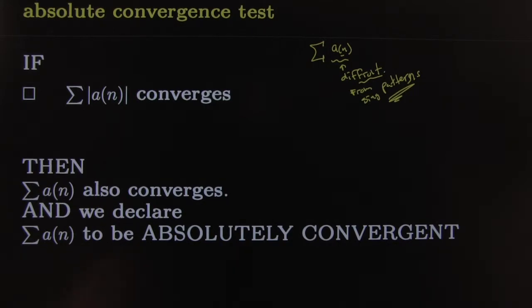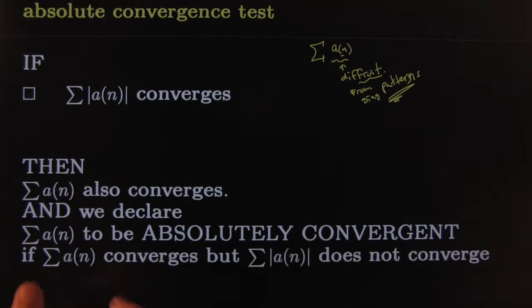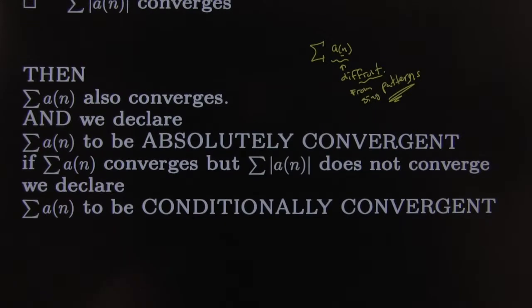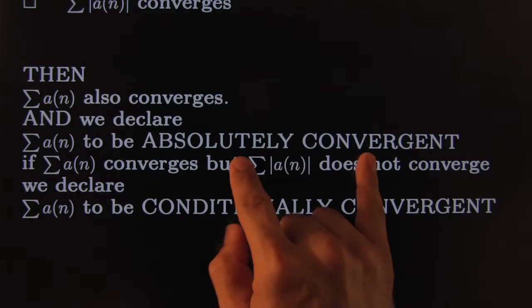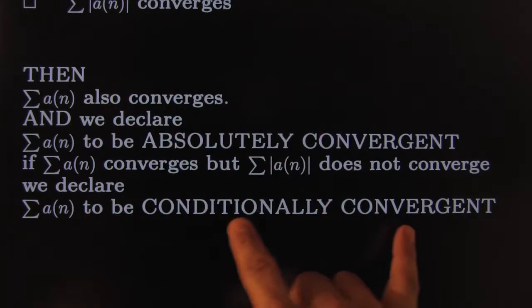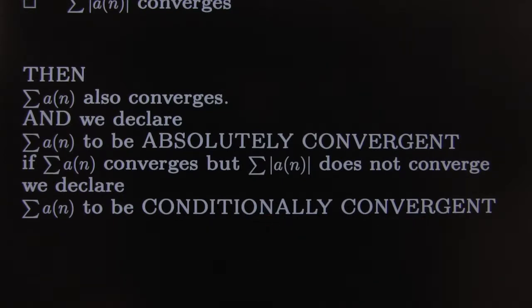Anyways, sometimes that doesn't happen though. So when this one converges but the absolute value doesn't, we call that conditionally convergent. Okay, so some terminology. When both of them converge, including the absolute value, we call it absolutely convergent. When only one of them does, but not the one with absolute values, it's called conditionally convergent.